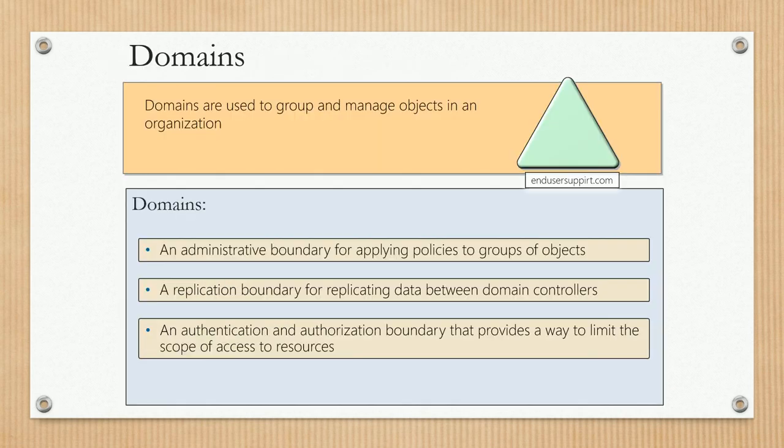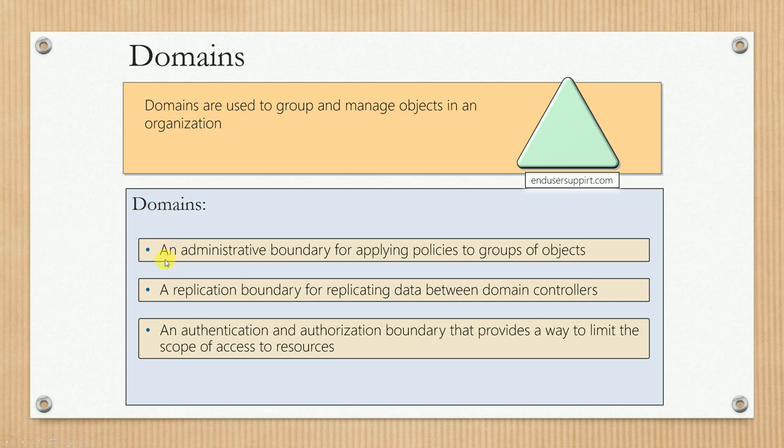Now let's understand the domain. Domains are used to group and manage objects in the organization. Whenever you create any AD server, you should have at least one domain name. And what is a domain? Domains are used to group and manage objects in the organization. It will manage all your objects like users, computers, laptops, desktops, printers, everything comes under it. It also does the grouping to easily manage your identities or objects.